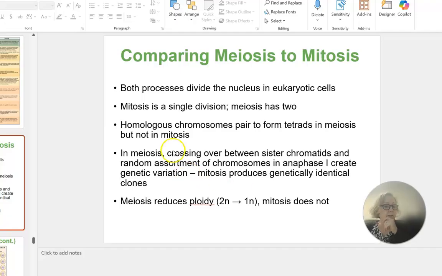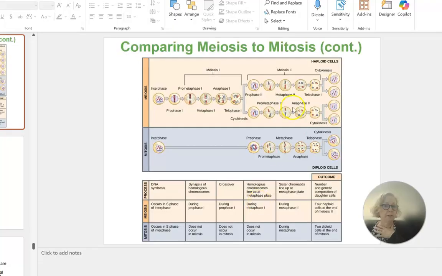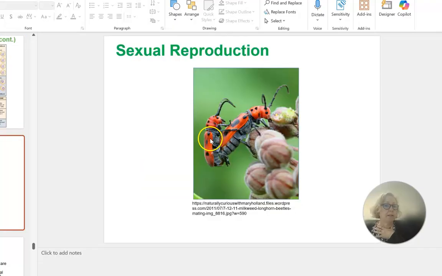Okay, so meiosis purposely makes these sister chromatids that create genetic variation through crossing over. So meiosis reduces the 2N to a 1N. It is a haploid situation. Mitosis doesn't do this. You go from diploid 2N to just another cell of diploid 2N. Here's a picture of it. Sexual reproduction is important for genetic diversity.